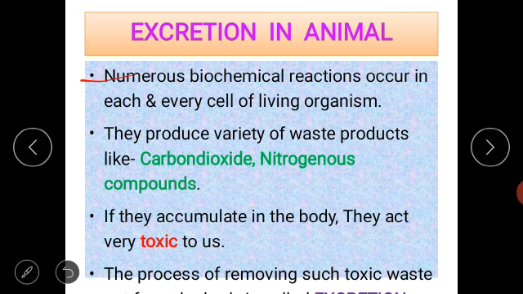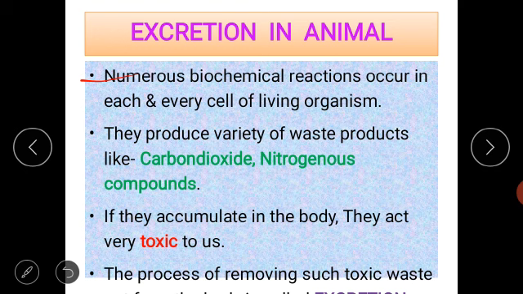Numerous biochemical reactions occur in each and every cell of a living organism. So those are the result of respiration. The product produced as the end product of metabolism needs to be removed from the body, and those products are carbon dioxide and nitrogenous waste or nitrogenous compounds. So carbon dioxide is produced, and at the same time nitrogenous waste product is also produced.